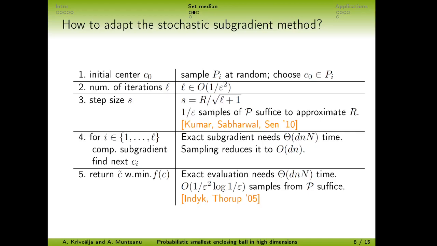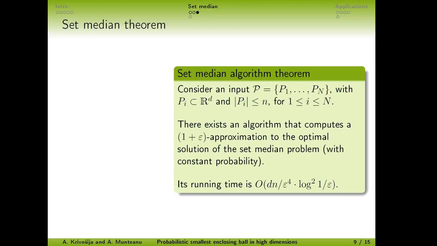But we can find a point that (1 plus epsilon)-approximates the point that yields the optimum by adapting the sampling technique of Indyk and Thorup. This technique is originally from the theory of discrete metric spaces. We state that for the input P, there is an algorithm based on the subgradient descent scheme presented on the previous slide that computes a 1 plus epsilon approximation to the optimal solution of the set median problem with constant probability. This is its running time.